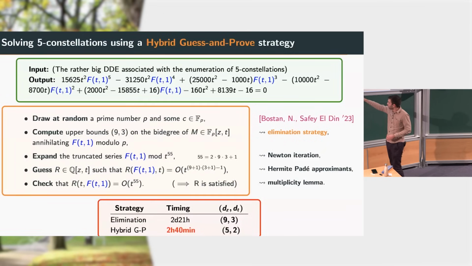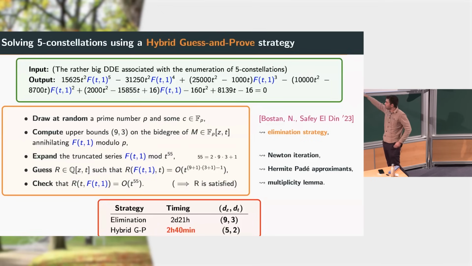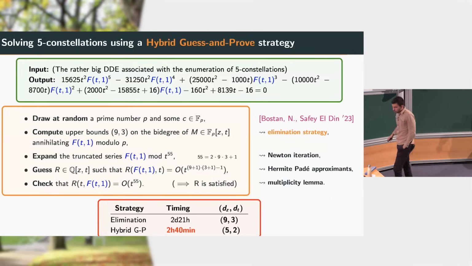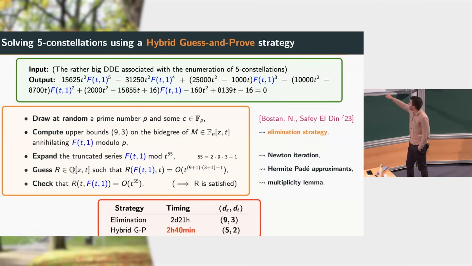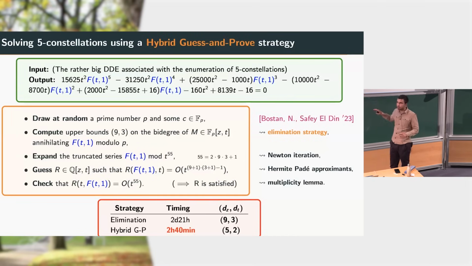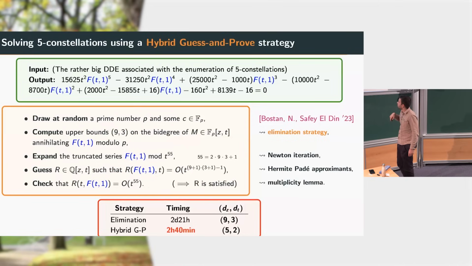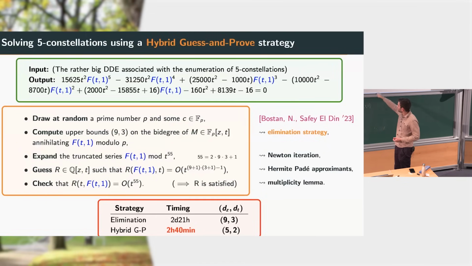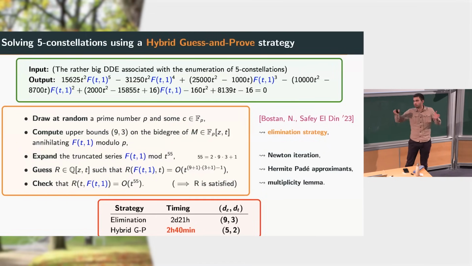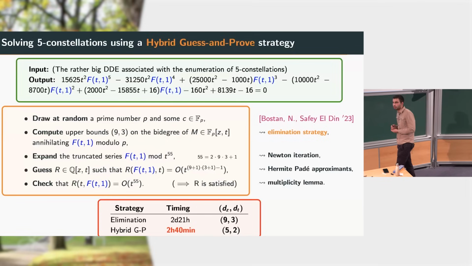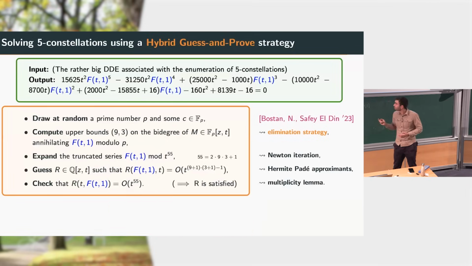And by applying these results, we could obtain this 2 hours and 50 minutes computation. And I'm already late, sorry. The last observation is that the bi-degrees in the output are different because with the hybrid guess and prove method, as we call it, we capture the minimal polynomial, while with this elimination method, we capture a multiple of this minimal polynomial. So this explains the difference in the output size. Thank you very much.